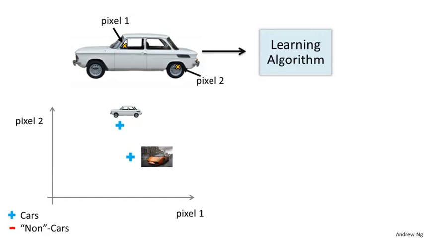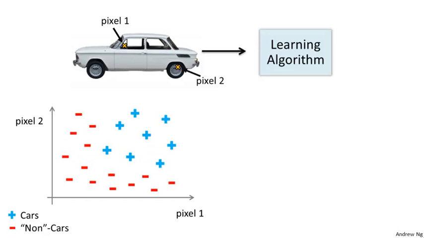So let's take a different example of a car and look at the same 2 pixel locations, and that image has a different intensity for pixel 1 and a different intensity for pixel 2, so it ends up at a different location on the figure. And then let's plot some negative examples as well. That's a non-car, that's a non-car. And if we do this for more and more examples using the pluses to denote cars and minuses to denote non-cars, what we'll find is that the cars and non-cars end up lying in different regions of this space, and what we need therefore is some sort of nonlinear hypothesis to try to separate out the two classes.